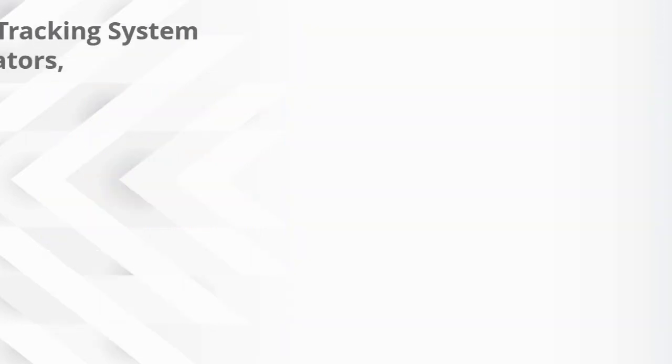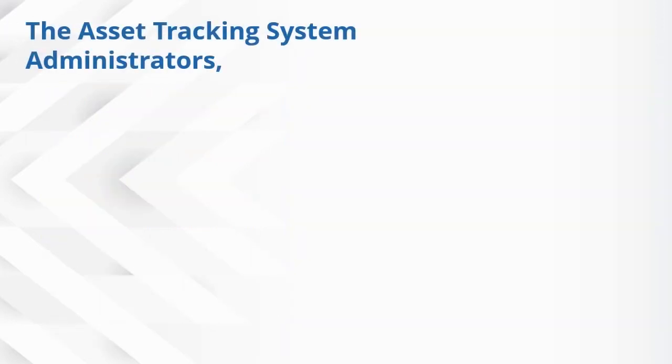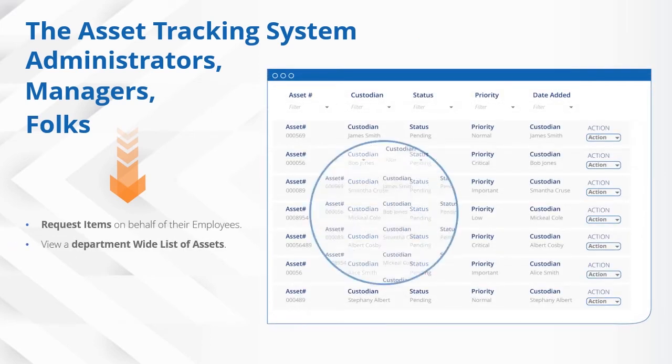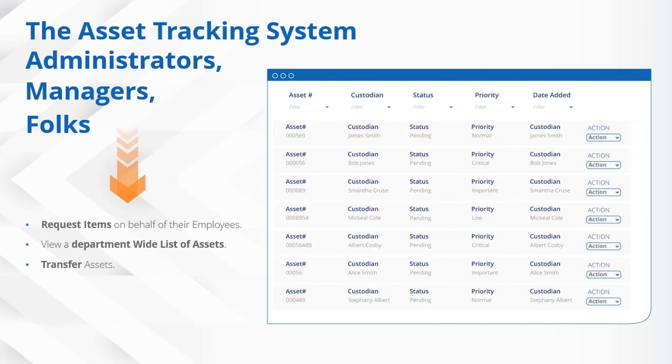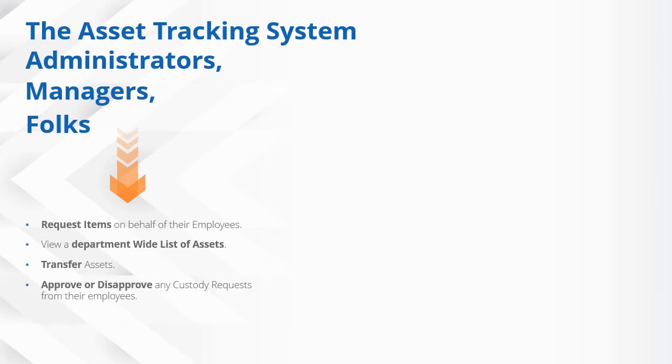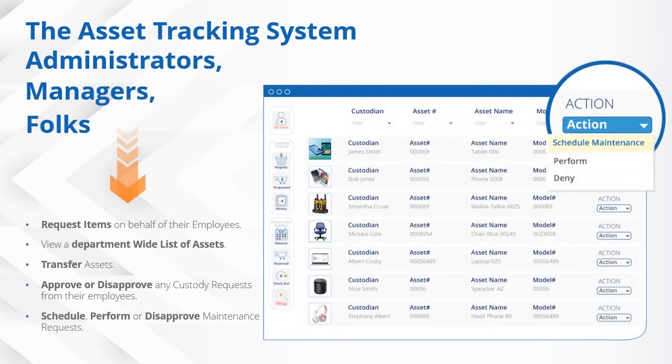On the other hand, the asset tracking system administrators, managers, and folks with the right security clearance have the authority to request items on behalf of their employees, view a department-wide list of assets, transfer assets, approve or deny any custody requests from their employees, schedule, perform, or deny maintenance requests.